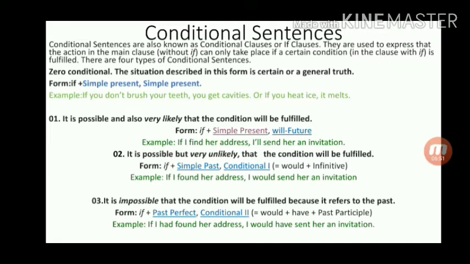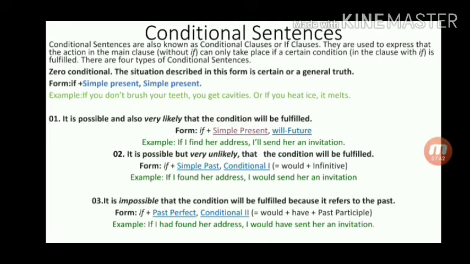For example, "If I find her address, I will send her an invitation." "If it doesn't rain tomorrow, we will go to the beach." As you can see, the condition is put in the if clause. Our going to the beach depends upon the condition in the if clause. When will we go to the beach? When it doesn't rain. Next example may be, "When I finish work, I will call you."